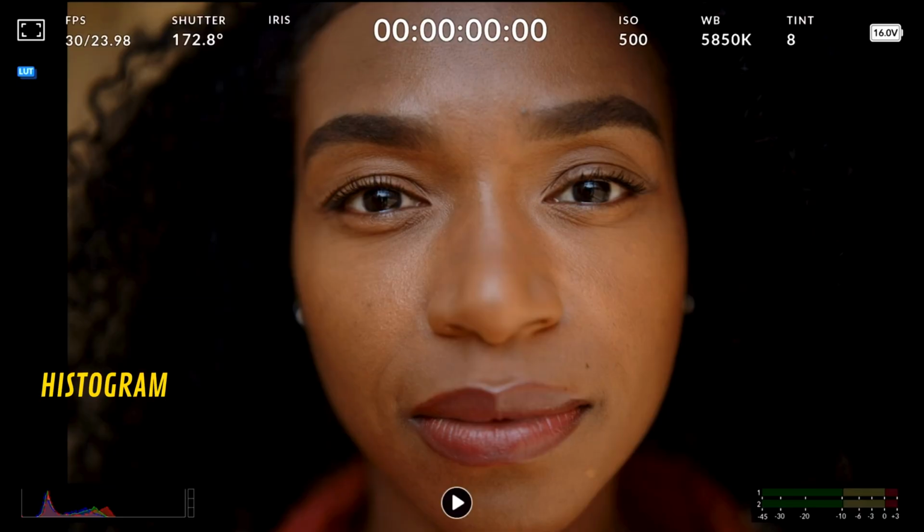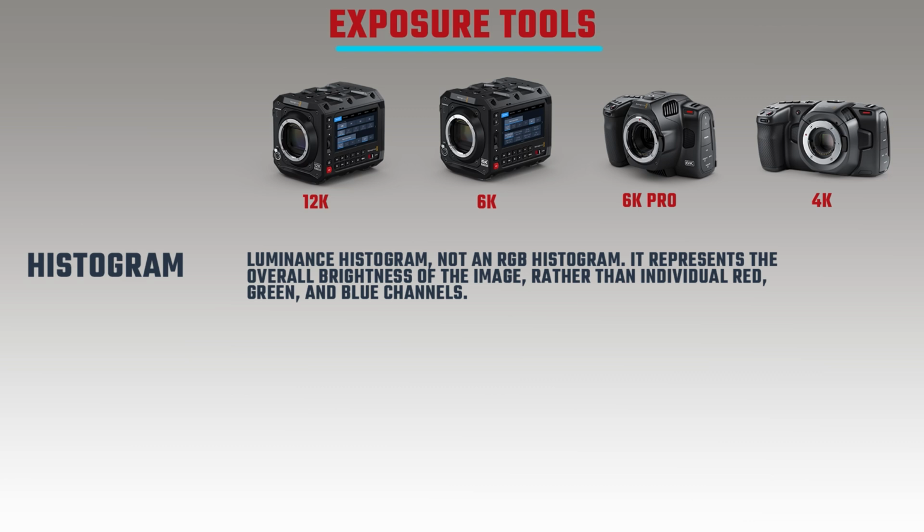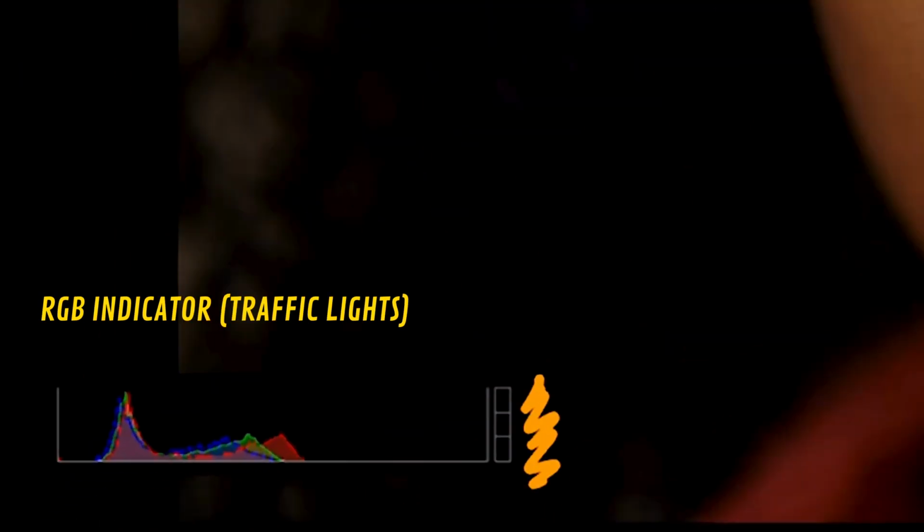So the histogram is on the bottom left of the screen on the Blackmagic cameras and is a luminance histogram, not an RGB histogram. So that means that it shows the overall brightness of the image rather than the individual red, green and blue channels. The RGB clipping indicators, which I call the traffic lights, are basically 3 tiny lights to the right of the histogram which show the per channel clipping. So you have red, green or blue lights will illuminate if their respective channel is clipping.